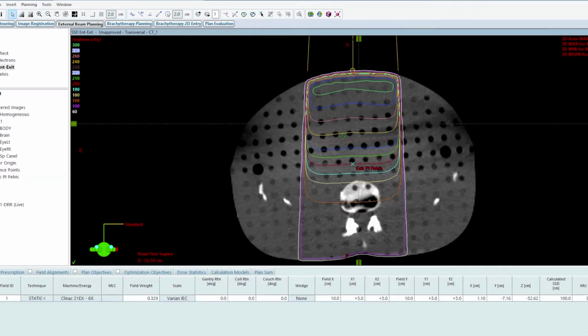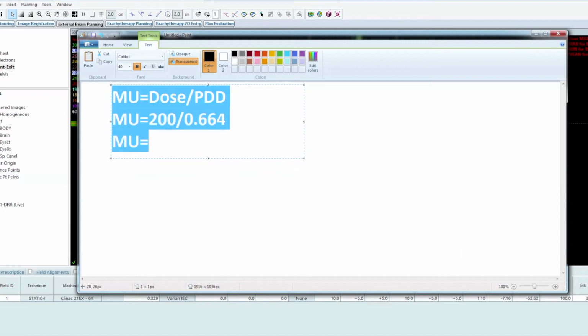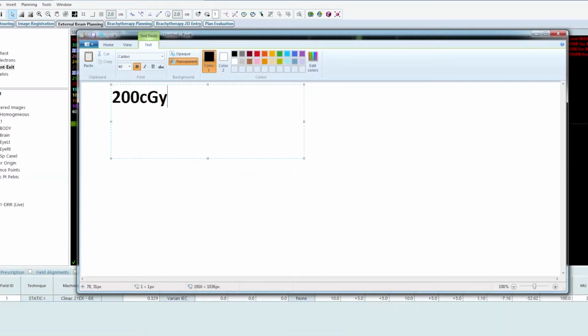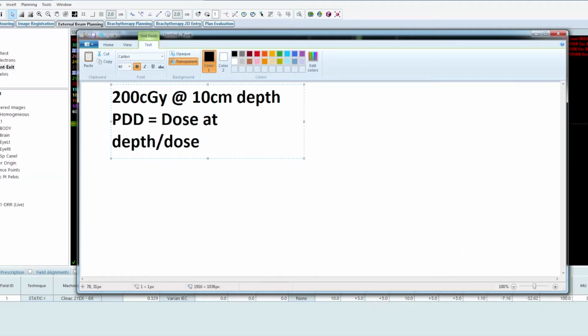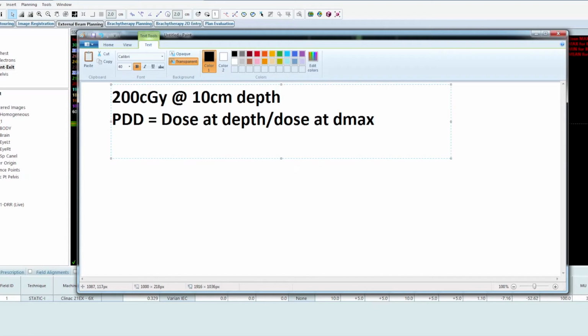Now, the part that we're interested in is Dmax. So how do we calculate entrance dose? Well, I know that I'm delivering 200 centigray at 10 centimeters depth. Well, how do we define PDD? Well, percent depth dose is dose at depth divided by dose at Dmax. Okay, so how do we solve for dose at Dmax?